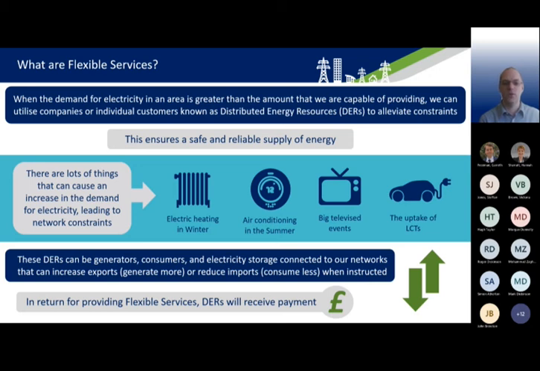At the moment, all of our flexible services requirements have been to reduce the demand on the network. So that would be a generator could reduce their output, or we could have demands reduce their demand. And this also could include permanent energy efficiency measures that can be put in place. So the theory is that the generators and the DERs will, when instructed, change their demand or generation profile, and then we will pay them for that change.